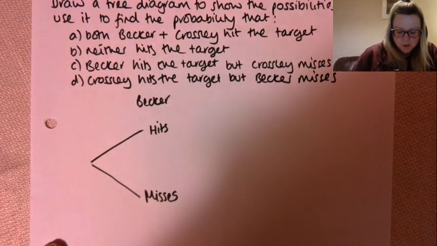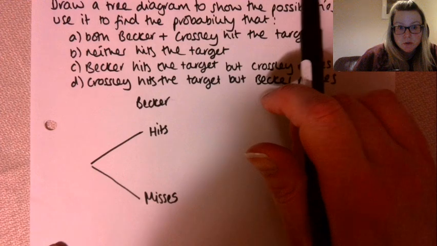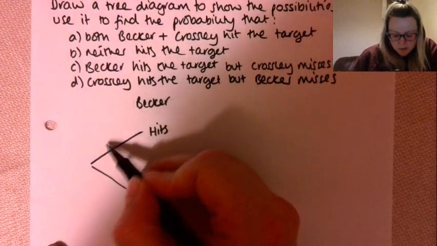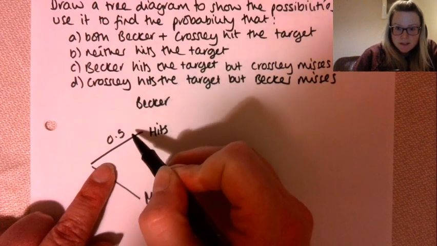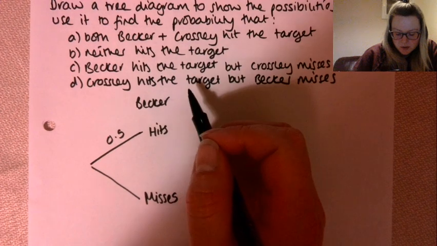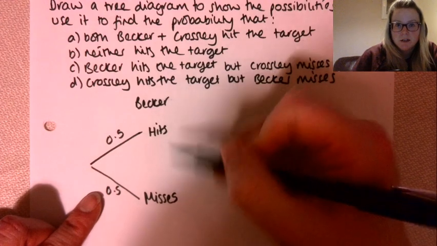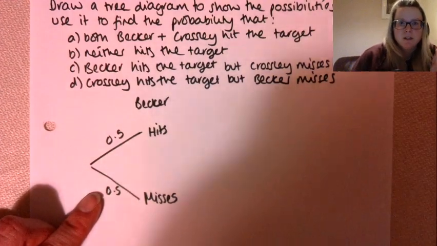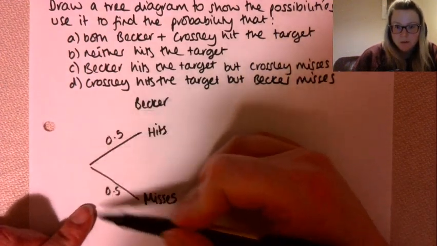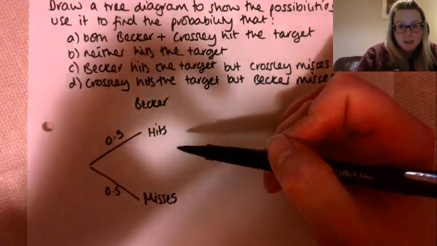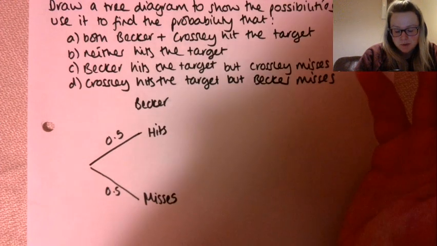Now, the probability that Becker hit the target was 0.5. It told us that in the question. So we just write the probability of these things happening along it. So 0.5 for he hits. And if there's a probability of 0.5 that he hits the target, there's going to be a probability of 0.5 that he misses. Because there's two possible outcomes there. If he's firing an arrow at a target, he can either hit or he can miss. So both of these have to add up to 1. So that's one of the little rules that we will end up using sometimes to fill in missing probabilities. Every little set of branches, these would be called, have to add up to 1.